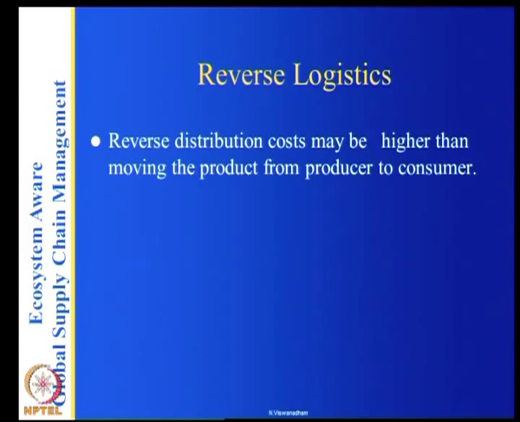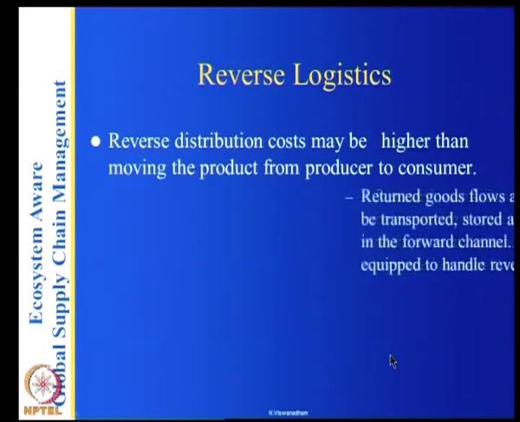But in the reverse distribution, there is a lot of uncertainty associated with this, because it has to move from consumer back to the producer, and in getting from consumer to the producer, you have a lot of uncertainty. You don't know when the consumer is going to dispose it off and how many consumers are going to dispose it off, and from any particular location you need to have enough volumes to take it back. And these are the issues that will increase the cost if you want to do the recycling.